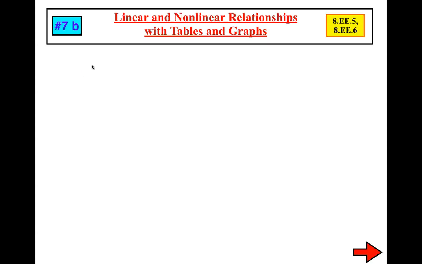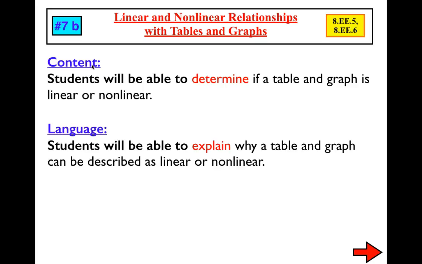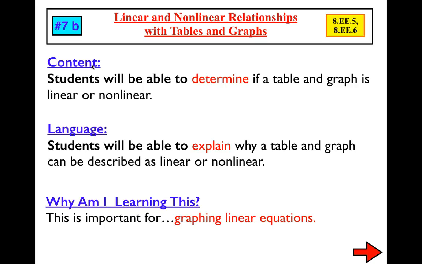So today we're going to be going over 7b, which is linear and nonlinear relationships with tables and graphs. Our content objective is students will be able to determine if a table and graph is linear or nonlinear. Our language objective is students will be able to explain why a table or graph can be described as linear or nonlinear. Why am I learning this? Well, it's important for graphing linear equations.